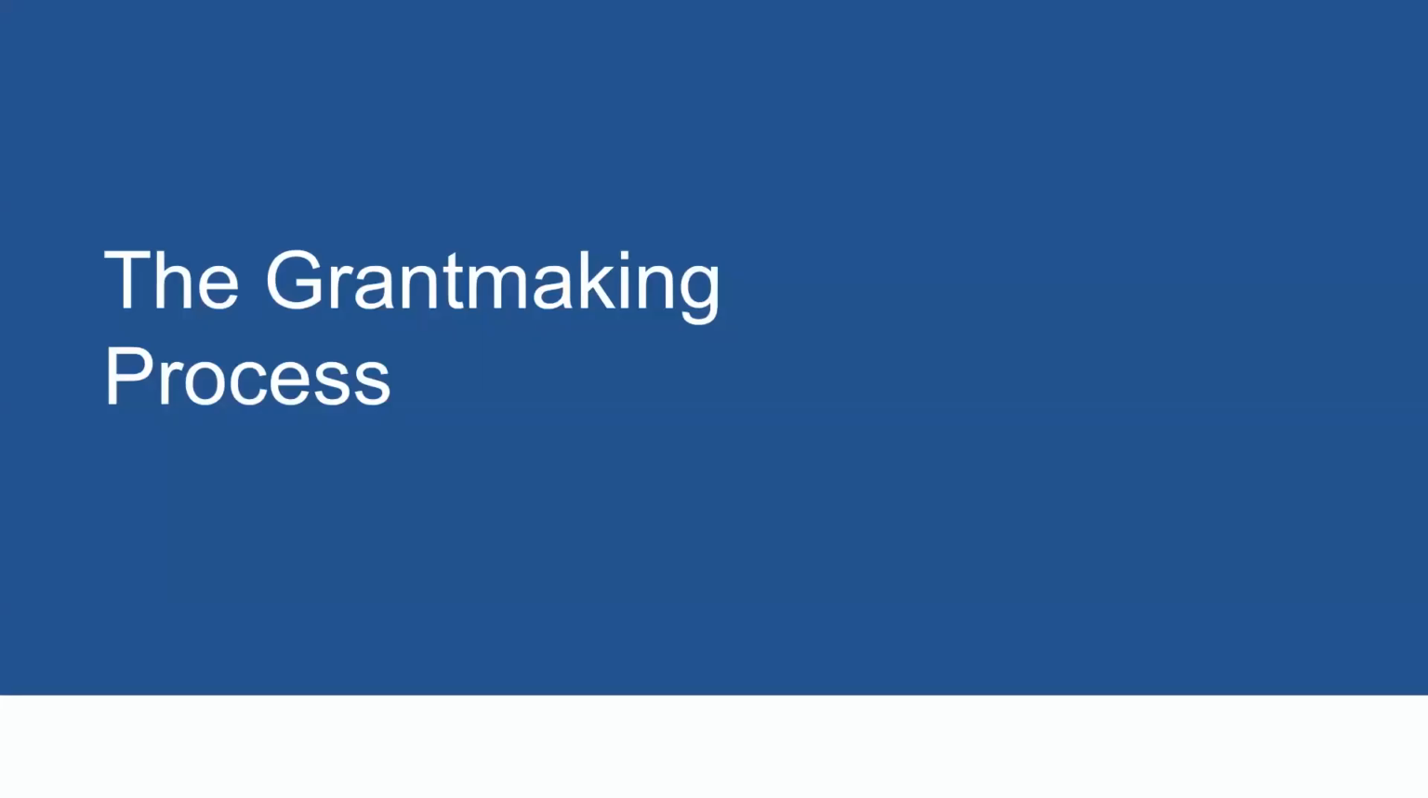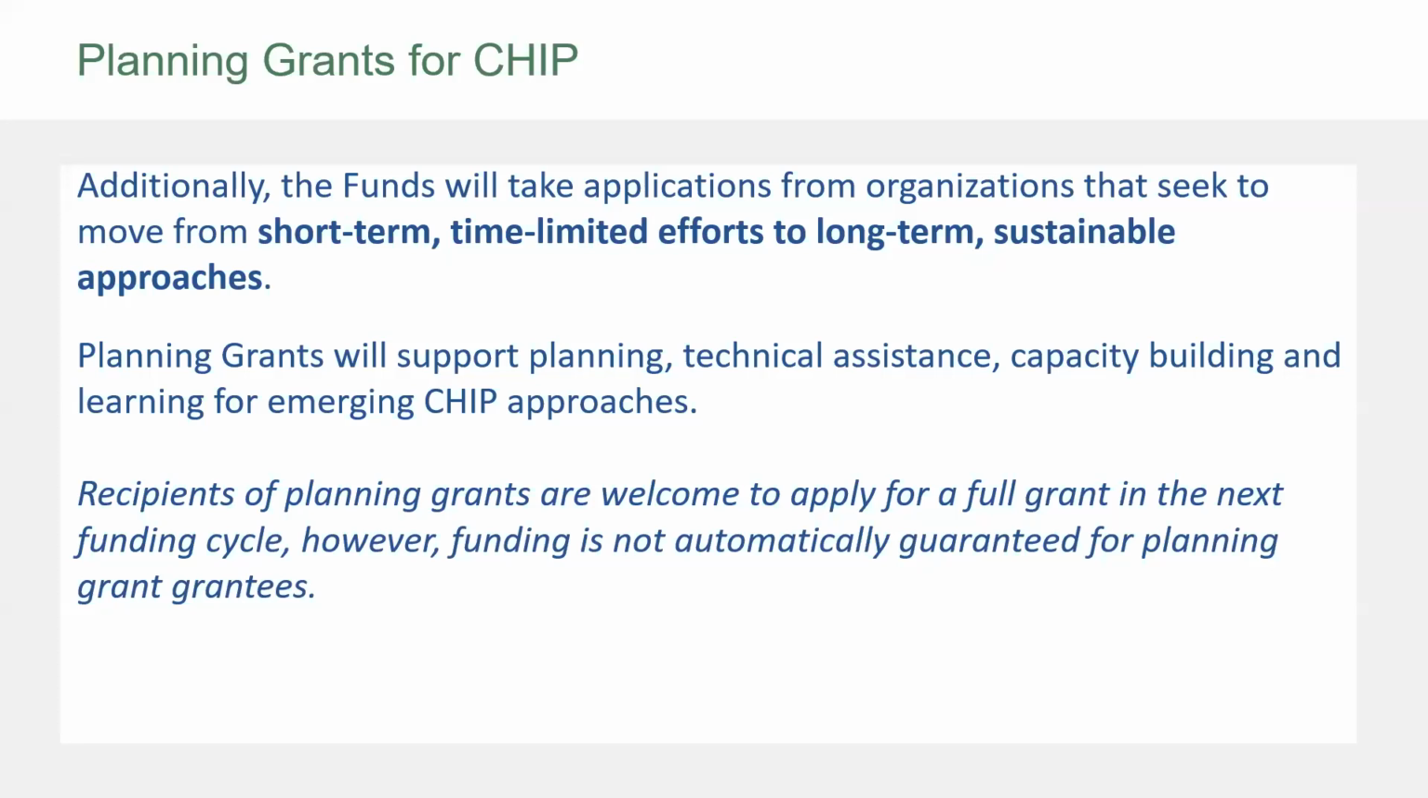I just was going to read the last line of that because it might be helpful. Recipients of planning grants are welcome to apply for a full grant in the next funding cycle. However, funding is not automatically guaranteed for planning grantees. So you really want to think about where you are in your CHIP, how much capacity you have to complete a CHIP, and if it makes sense to apply for this initial grant before applying for a full CHIP grant, or if you can start your CHIP in this grant period.